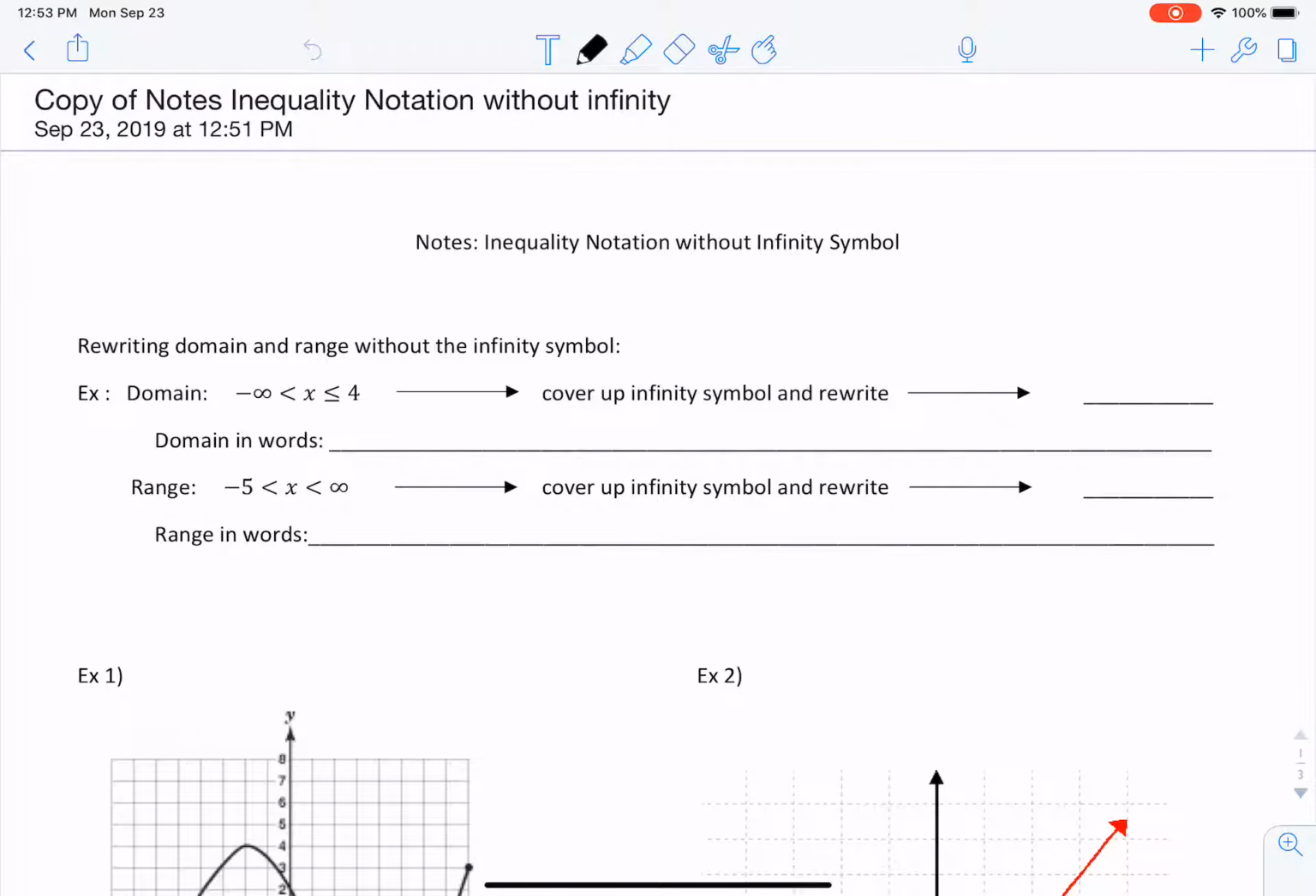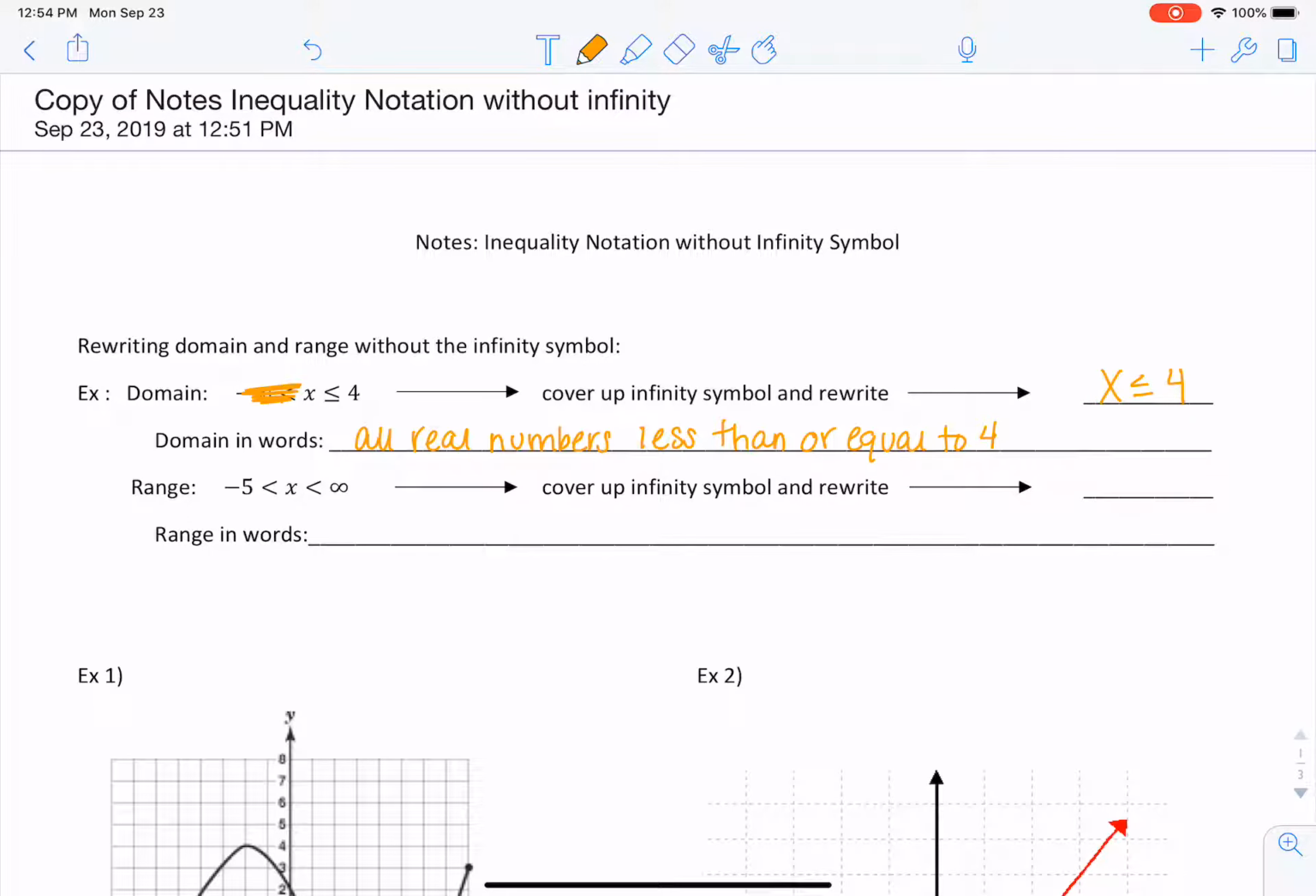So, for example, in this very first example we've got here, if the domain is negative infinity is less than x is less than or equal to 4, what you can do is cover up the infinity symbol like so and just write what's left over. So you could say that that's just x is less than or equal to 4. Same idea with or without the infinity. In words, we're saying that x is all real numbers less than or equal to 4.